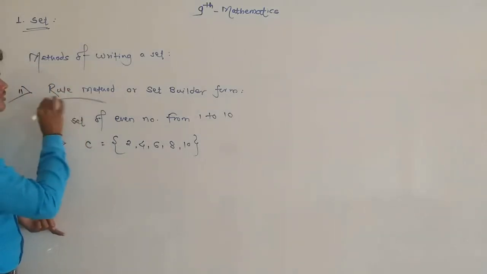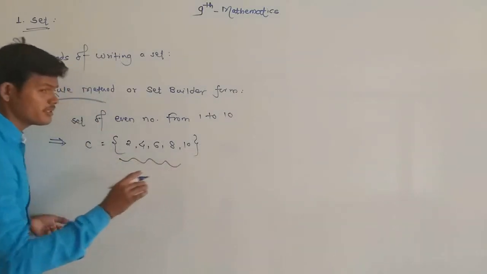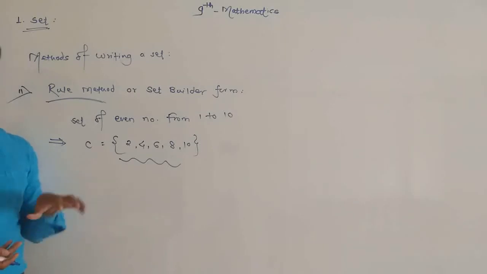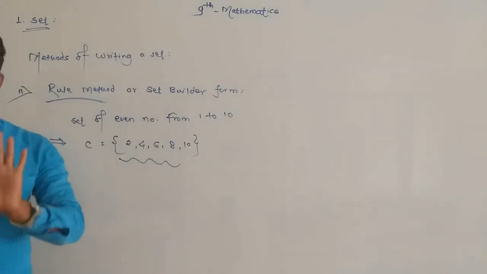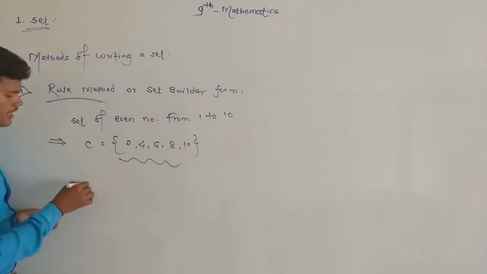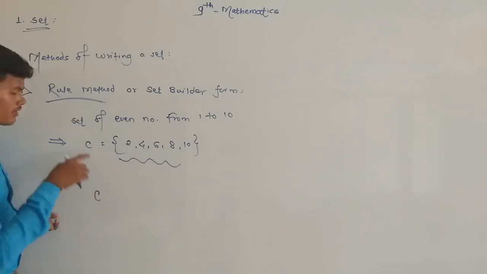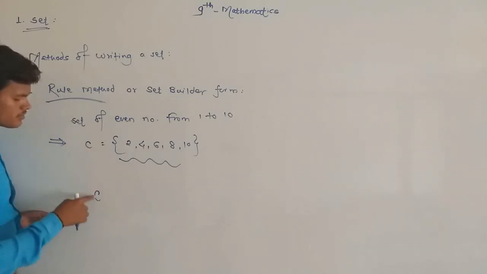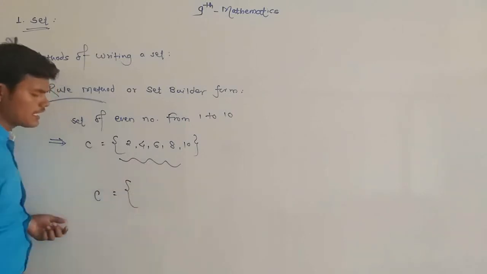Okay, according to the rule method we do not write a list of elements. Instead we are assigning a variable. Rest, the first rule is the same: write the name of the set by using capital letters. In the rule method, what is the name? C. So we are writing C here also. Write all the elements within curly brackets.